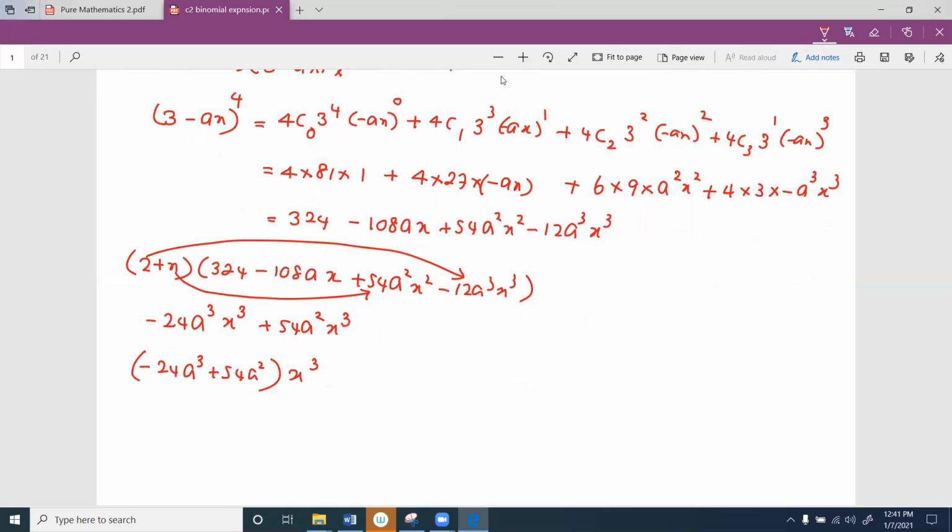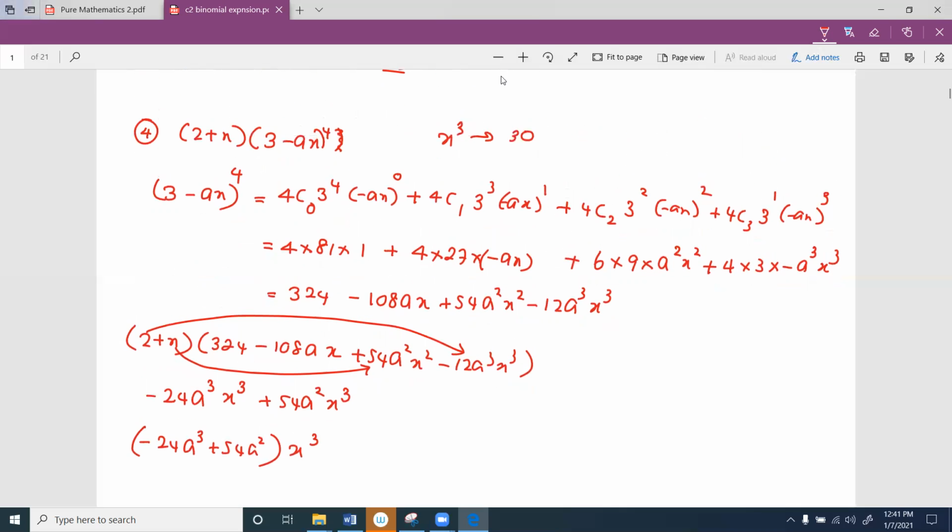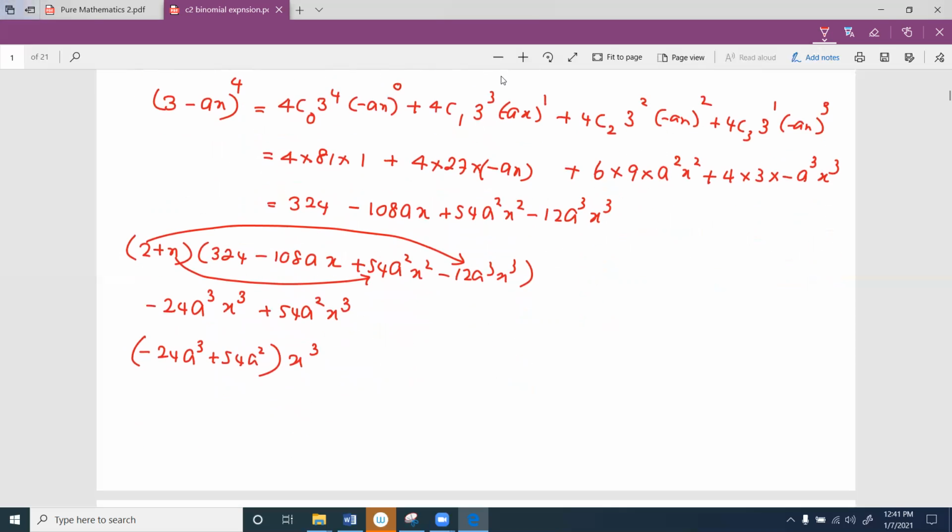Then they mention the coefficient is 30. What is the coefficient over here? Coefficient is this bit. So you can say minus 24a³ plus 54a² is equal to 30. Then you can bring this term to the other side and form a cubic equation: minus 24a³ plus 54a² minus 30 equals 0. You can simplify manually, or you just use a calculator and obtain the answer for a. Hopefully that is fine, right? So it turns into minus 24 and 54 and 0 and minus 30.